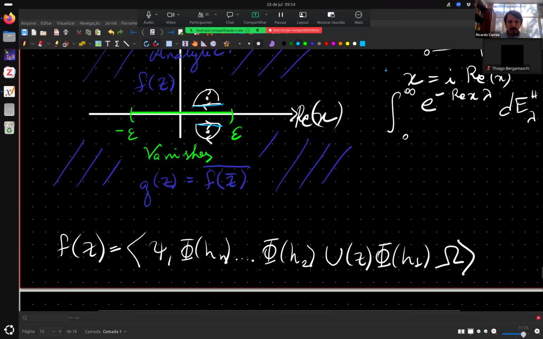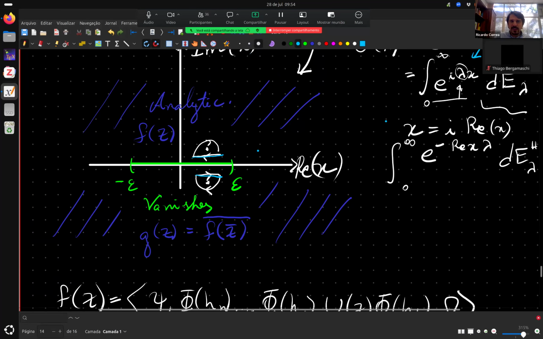Okay, but now I have a function. This function, which is defined in the whole blue area, is defined as f of z in the upper half plane, and as g of z in the lower half plane. They are both analytic, and I also learned now that it's analytic on the boundary. Okay, but then I have a function which is analytic in this whole blue area, including the green line, and on the green line it vanishes.